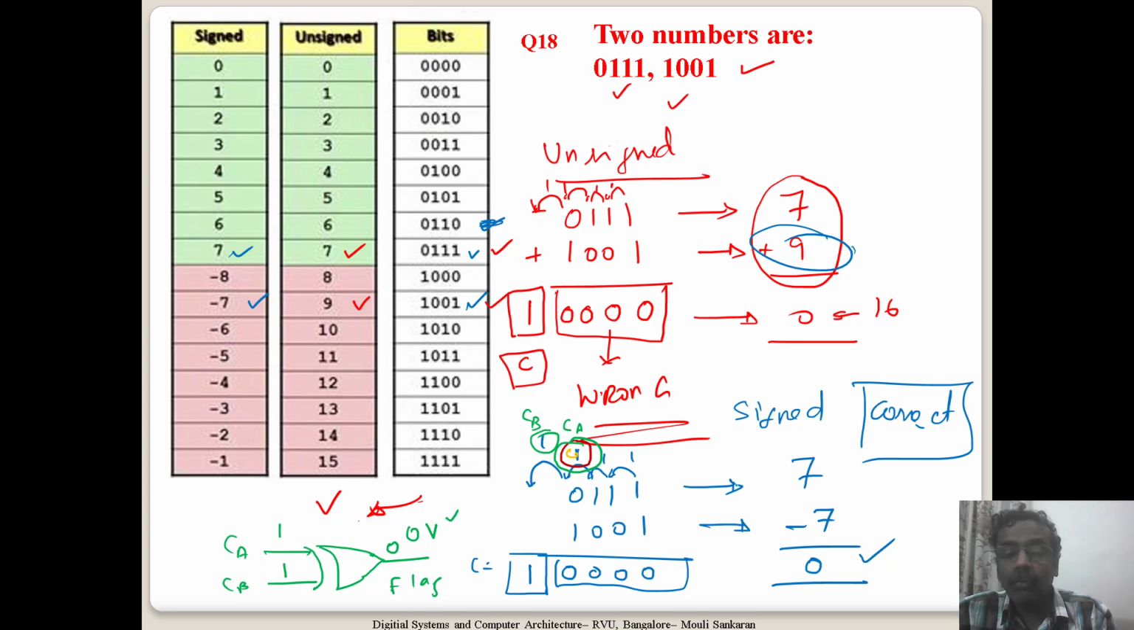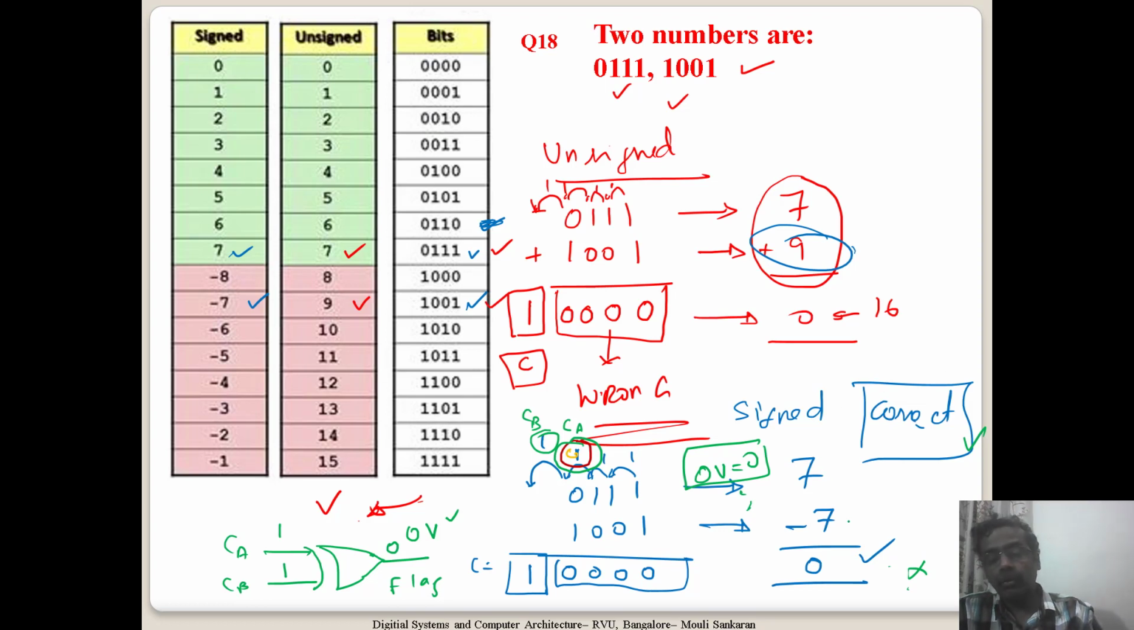Now when the overflow flag is 0, then the result that you have got is valid and correct for a signed arithmetic. If it happens to be 1, then the signed arithmetic is wrong. Okay, there is a possibility that both signed and unsigned arithmetic could be wrong.